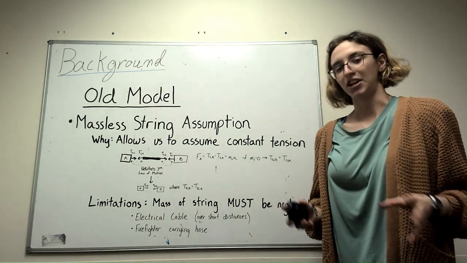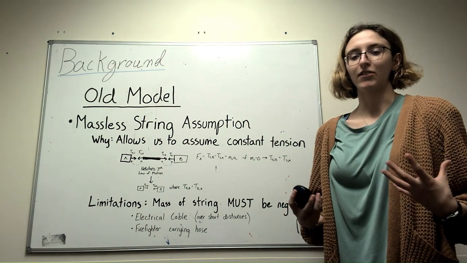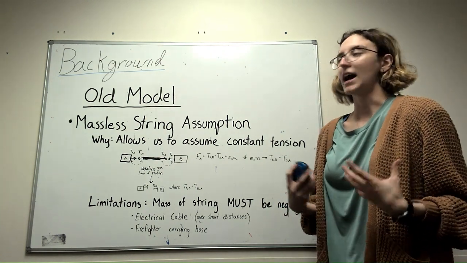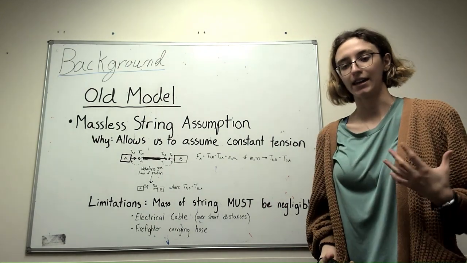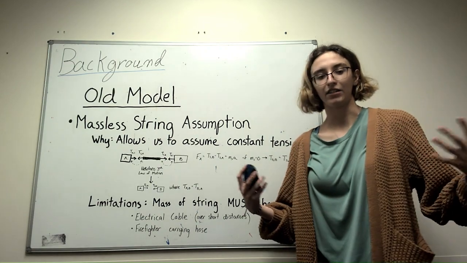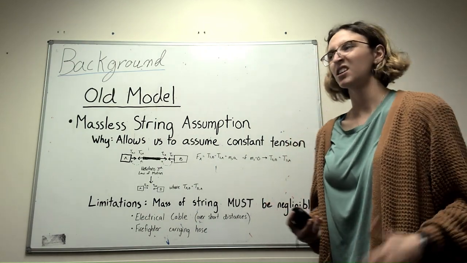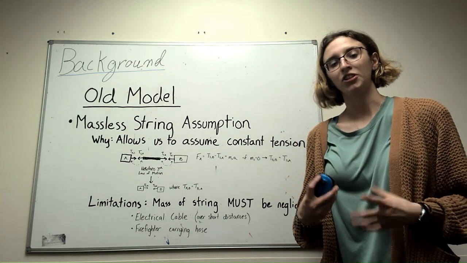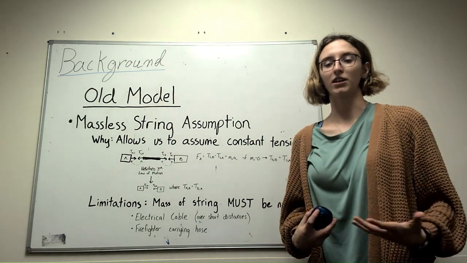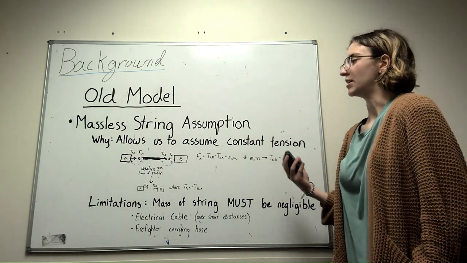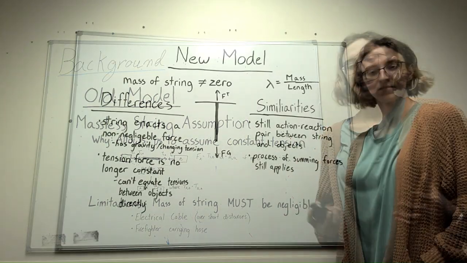However, there are a lot of limitations to this model. For example, if you have a situation where the mass of the string is not negligible, then you would have to account for it, otherwise you might get a number that is not correct. Some examples are a heavy electrical cable over a short distance, or a firefighter carrying a very heavy hose. In those situations, you need to account for the mass in order to solve the problem correctly. And so that is why we now have to adapt our model to account.